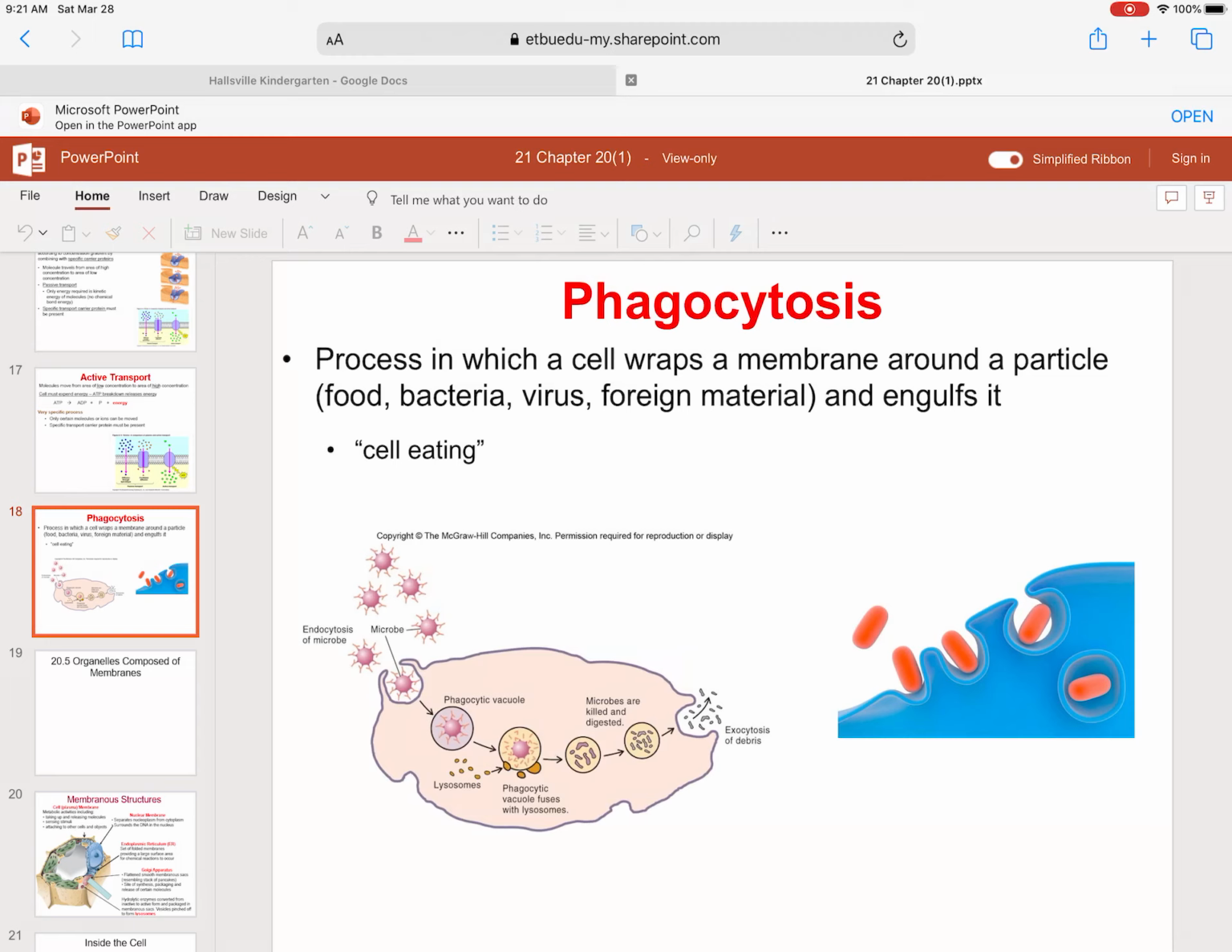Now, phagocytosis is a process in which a cell wraps a membrane around a particle, could be food, bacteria, virus, or foreign molecule, and engulfs it. So it's eating. That's what they call it. It's kind of like, for lack of better words, cell eating. So you can see here we have a cell on the left, and it's opening up and wrapping around these microbes, eating them. It becomes ingested, it goes through a process, and then there's exocytosis, which is like the equivalent of pooping for a cell. And so then on the right image you see it's also taking these little red pill-like things and eating them. Okay, so that's phagocytosis.